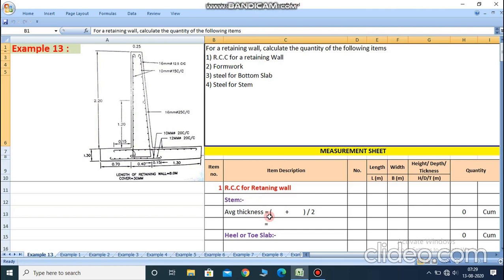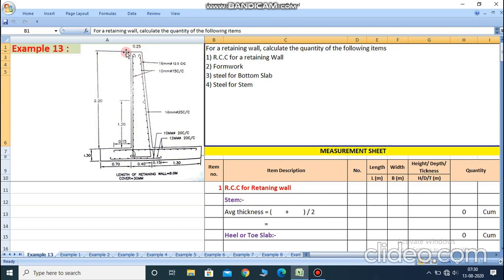Now first we find out RCC for the retaining wall. Here concrete work is done on the retaining wall. The concrete work is divided into two parts: first is the stem, and second is the heel or toe part. The vertical part is called the stem, and the horizontal part is the heel or toe of the step. Here a slope is provided on the internal side, so we take an average thickness of the retaining wall.